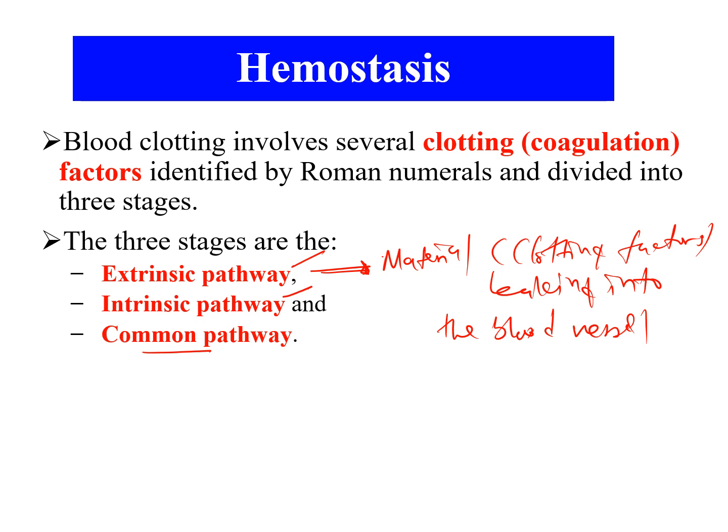So if this is our blood vessel that has been damaged here, remember you can also have damage to the tissue. So the tissues on the outside of the blood vessel have been damaged. So materials that initiate this extrinsic pathway leak from the damaged tissues into the blood vessel.